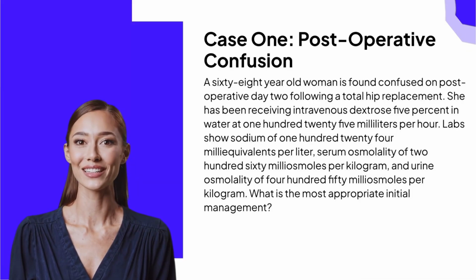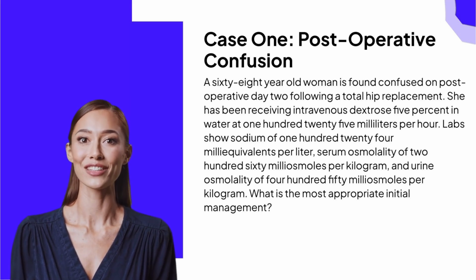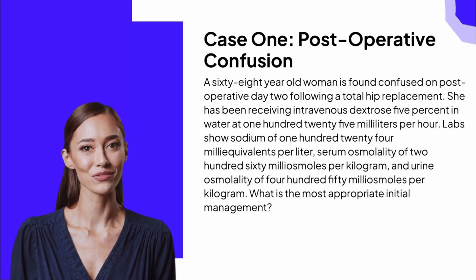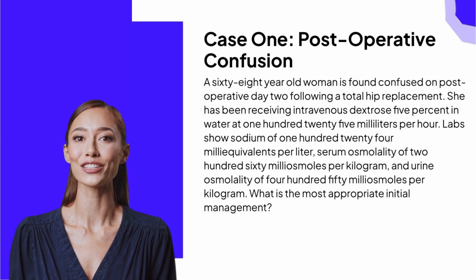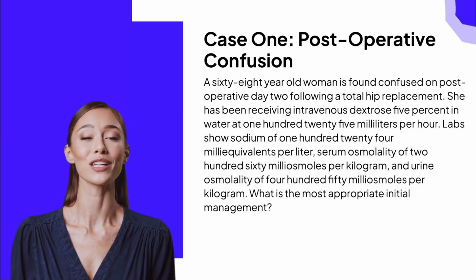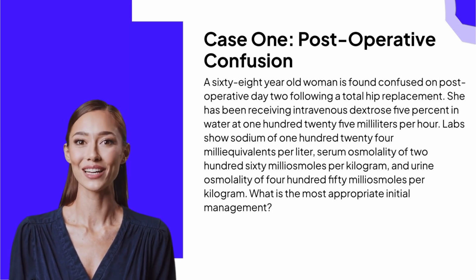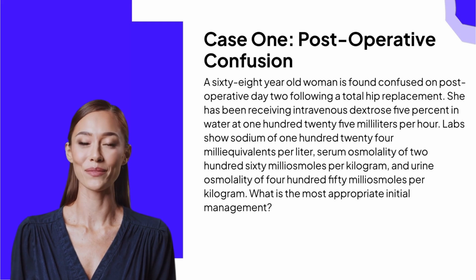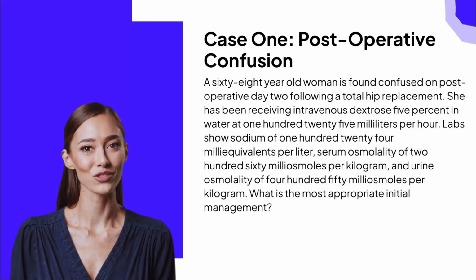Here is our first case. A 68-year-old woman is found confused on post-operative day 2 after hip replacement. She has been getting dextrose 5% in water at 125 milliliters per hour. Labs show sodium of 124, serum osmolality of 260, and urine osmolality of 450. What should you do first? Take a moment to think about this before we walk through it together.